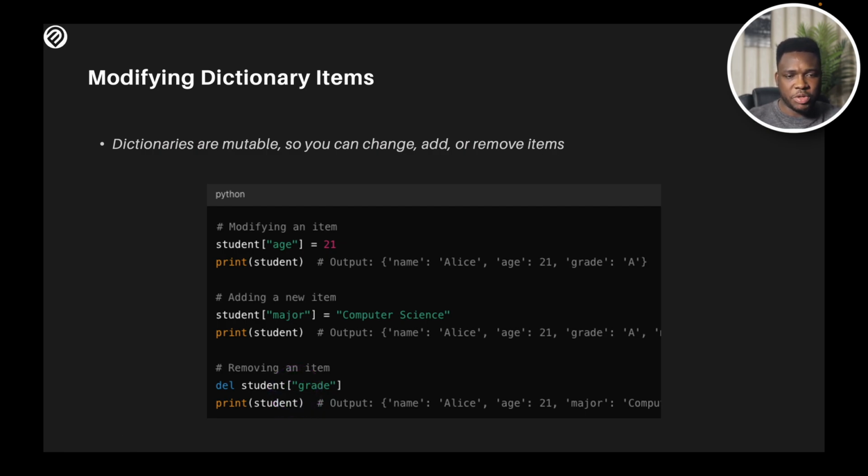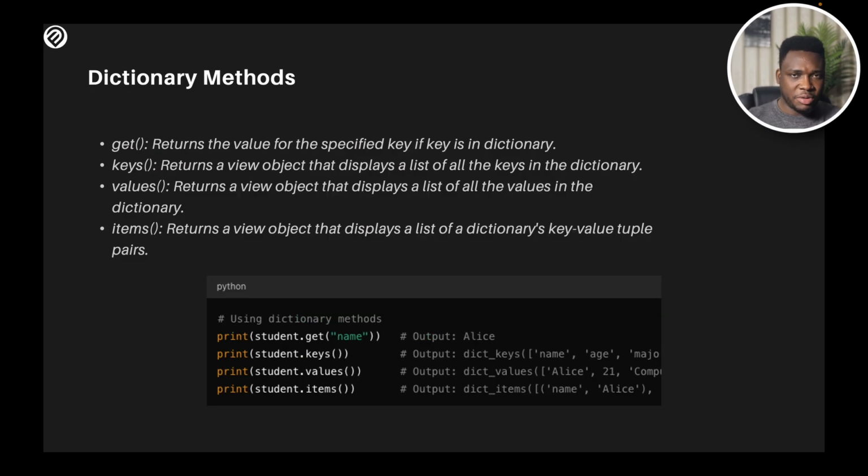So they are mutable. You can change, you can remove, you can add items, you can do a whole lot of things. There are methods in dictionaries. The get method returns the value for the specific key if the key is in the dictionary. However, if the key is not in the dictionary, you are going to have an error. You have an option to mention what other value to return if it doesn't exist. You could say if it doesn't exist, return an NA, not available, or whatever. But if it exists, it's going to return the value for that particular key.